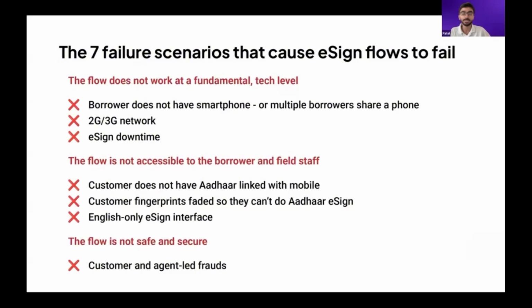And speaking with them over the course of the last 4 or 5 years, we've identified 7 failure scenarios that they faced in their previous implementations that we worked with them to solve. So there's seven across three broad buckets. One is where the eSign flow fails on a fundamental technical level, like where the tech itself prevents it from being used. There's 3 points under this.